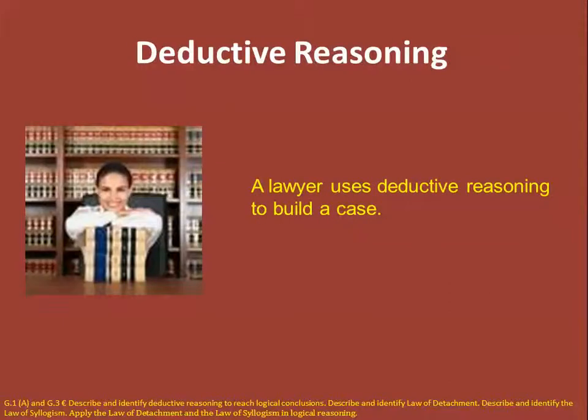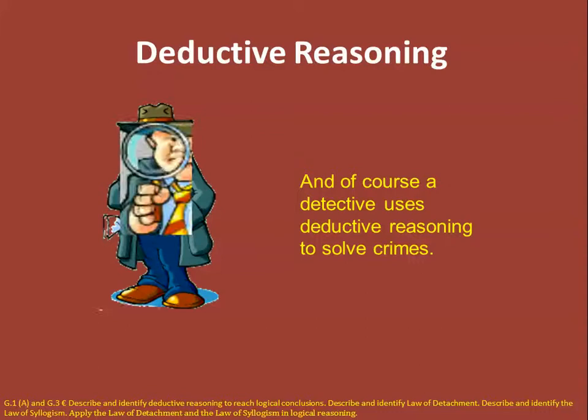Another example is a lawyer. I always tell students, when we're getting ready to do proofs later in Unit 2, to think of yourself as a lawyer defending your case, and there can't be any loopholes. So lawyers also use deductive reasoning. And of course, a detective uses deductive reasoning to solve crimes.